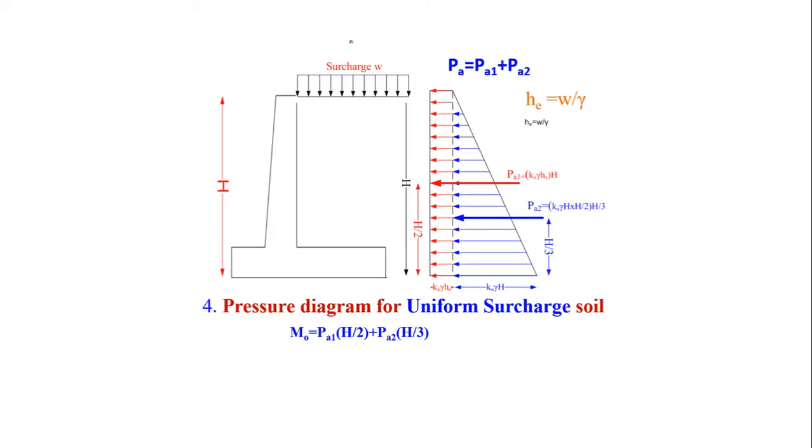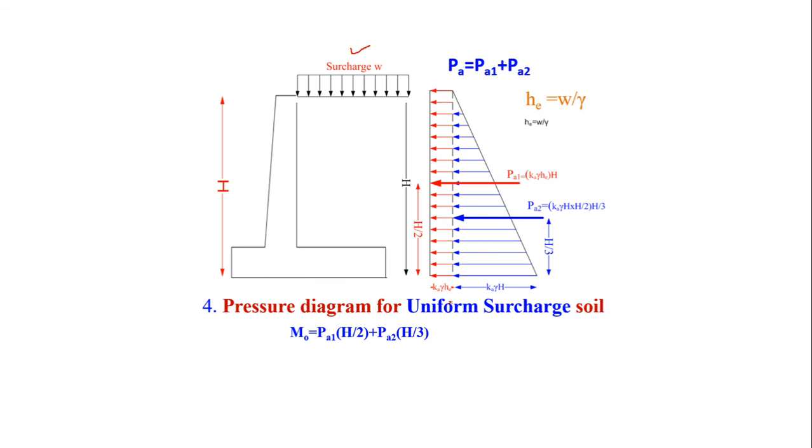Now the fourth is the pressure distribution diagram for the uniform surcharge soil. Here the horizontal backfill is there, and above that backfill we have the surcharge of magnitude W. So we know the surcharge distribution diagram, from the very first slide of distribution diagrams, in which all types of forces I have shown. The surcharge distribution diagram is always rectangular, so it is rectangular over here.